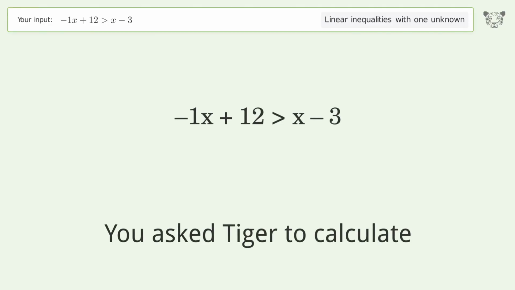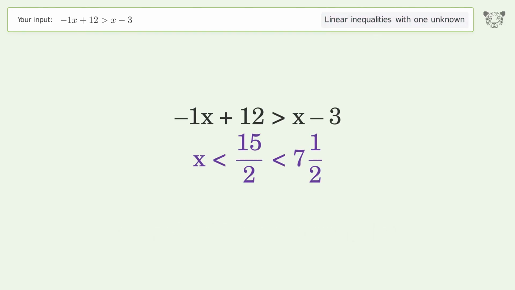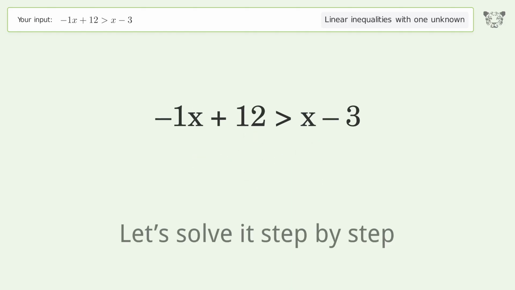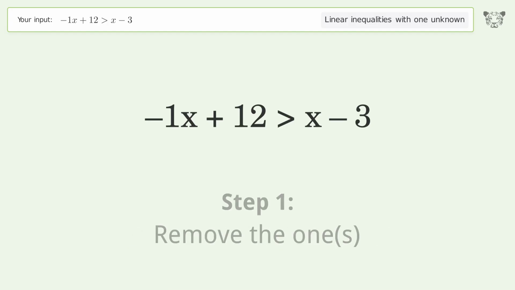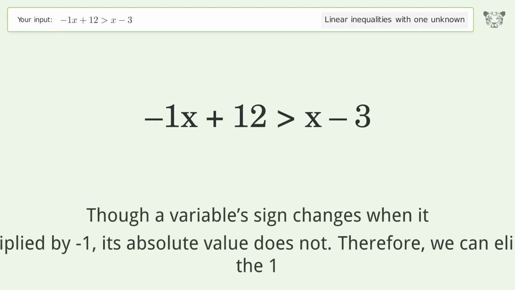You ask Tiger to calculate. This deals with linear inequalities with one unknown. The final result is x smaller than 15/2 smaller than 71/2. Let's solve it step by step. Remove the ones. Though a variable sign changes when it is multiplied by -1, its absolute value does not. Therefore, we can eliminate the 1.